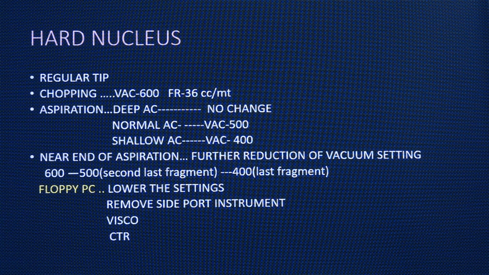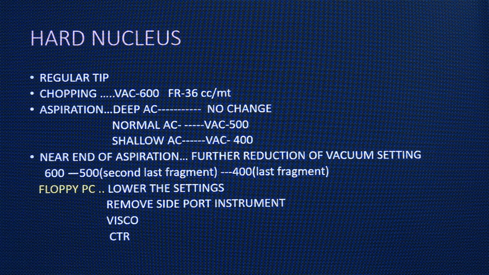So when you're doing a hard nucleus, use the regular tip. Chopping vacuum should be 600. While you are doing aspiration in a deep AC, no change. That also will depend on when you are doing the nucleus aspiration. If the chamber is deep, there is nothing to worry about. But if it is a normal chamber, you can have 500. If it is a shallow chamber, a hypermetropic eye, probably 400.